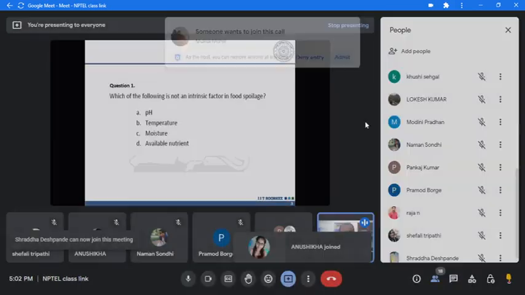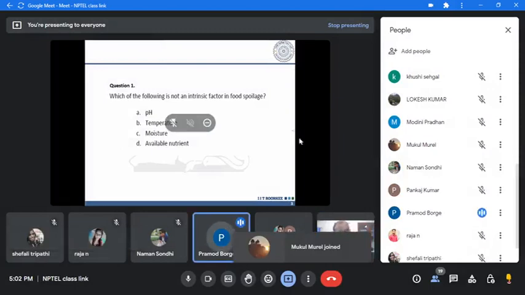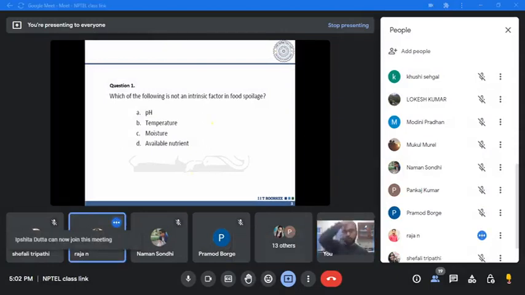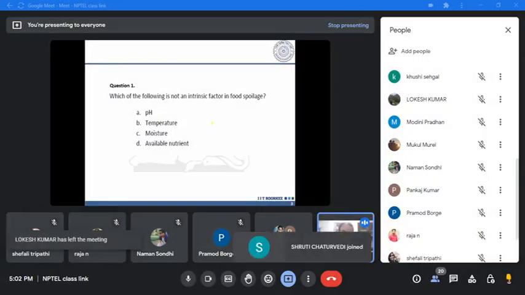Available nutrient. Okay, anyone else? I think time's up. So you have to first read the question very carefully. It says which of the following is not an intrinsic factor in food spoilage. Intrinsic means internal factor, whatever factors are present in your food itself, not outside.